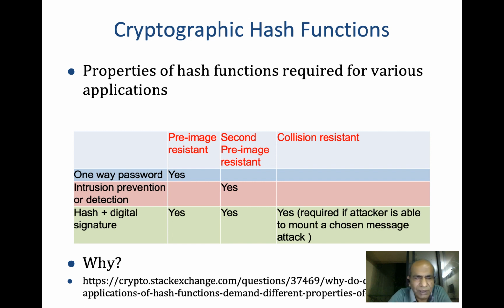Now, the question I want to ask you is why? Why, for example, for hash and digital signature, do we need pre-image resistance, second pre-image resistance, and collision resistance? So what kind of attacks can an attacker have such that we need all three kinds of resistance? Think about it. If you don't get the answer, then look at the link given here to find out the answers.